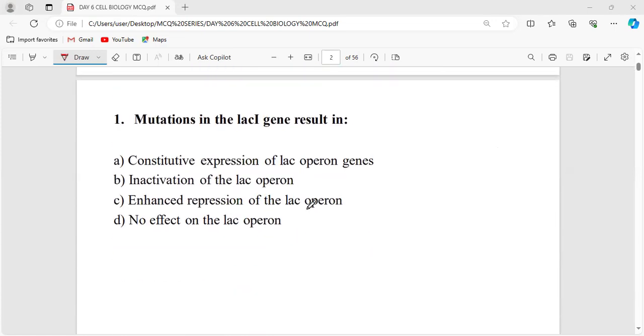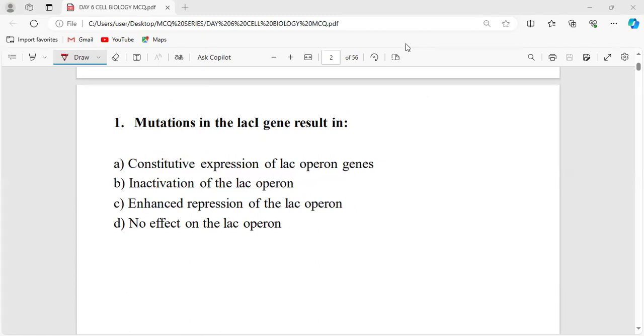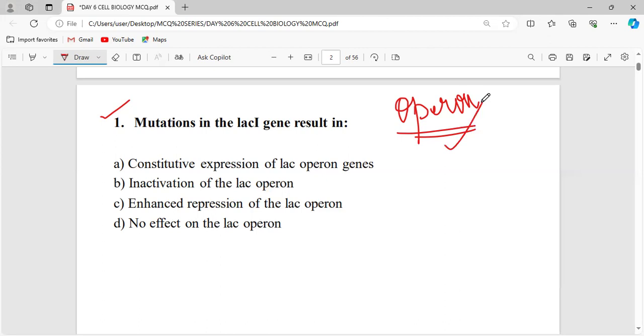Okay, we'll start. For today's class, your first question will be: a mutation in lac-I gene results in. So before that, I want to explain an operon concept. Do you know what is operon? See, an operon is a group or cluster of genes which are under the control of a particular promoter. It is simply a group of genes under the control of a certain promoter. That is what an operon is.